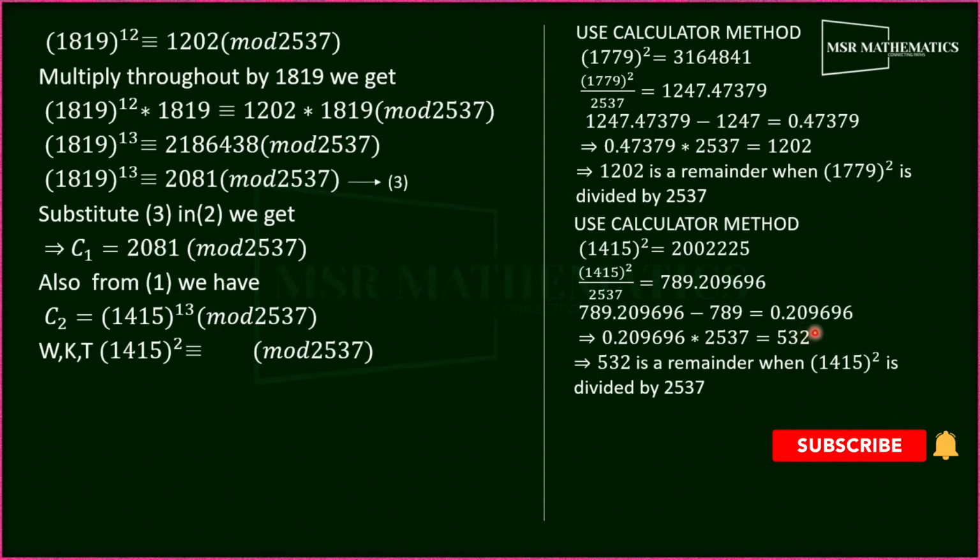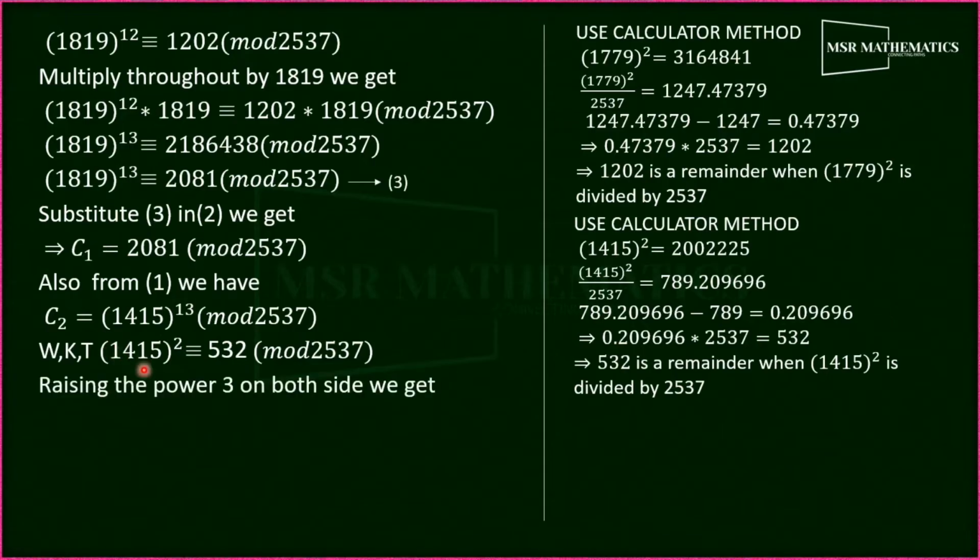Next step, we have to multiply this value with the n value, that is 2537. We get a value of 532. Therefore, we can conclude that 532 is the remainder when 1415 square is divided by 2537. Here the calculator method is an easy method to find the remainder. So next we get 1415 square is congruent to 532 under modulo 2537.